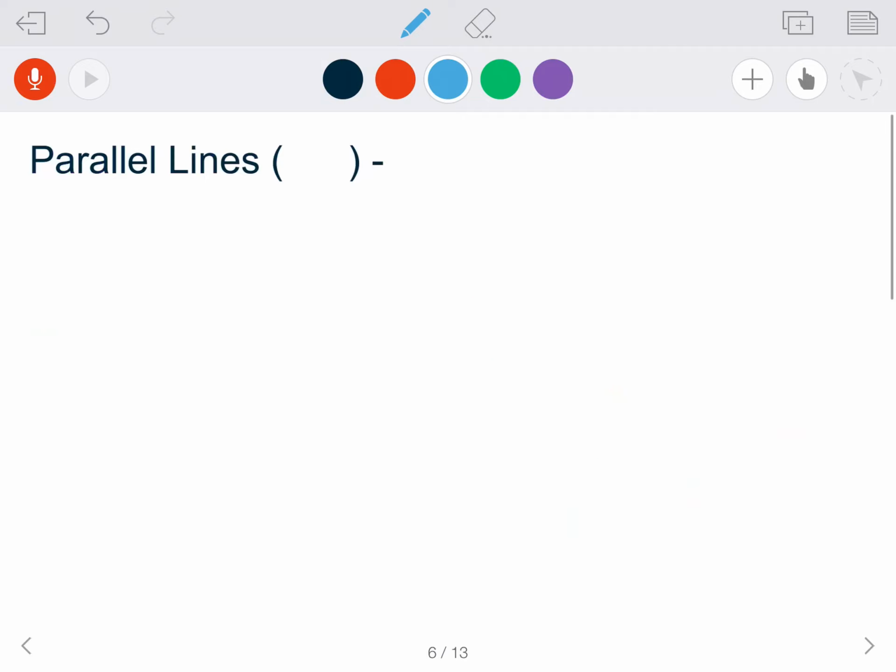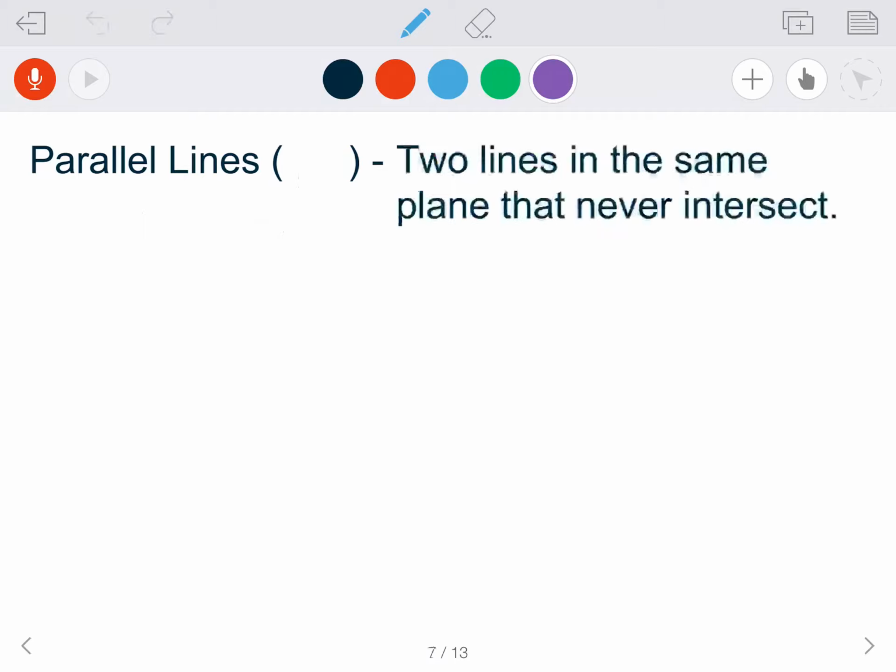Alright, next, let's take a look at parallel lines. There is a symbol that we use for parallel lines, and that is this. The symbol kind of looks like the two L's in parallel, if that helps you remember. So the definition of parallel lines, let me draw that again. These are two lines in the same plane that never intersect, so they never cross each other.